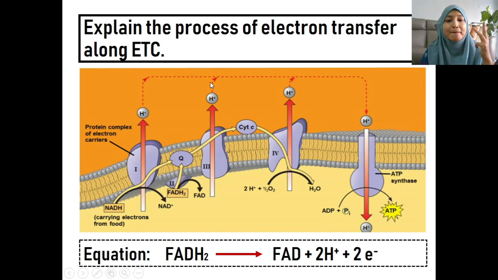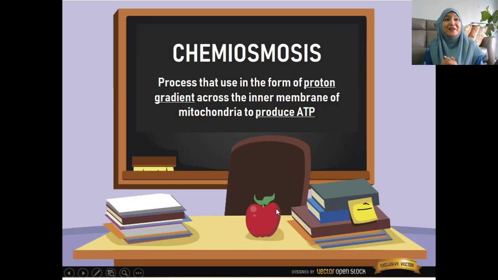Okay, point number 9. Each FADH2 able to pump 2 H plus ion via complex 3 and complex 4. So that's it for ETC. Okay, and let us continue with chemiosmosis.